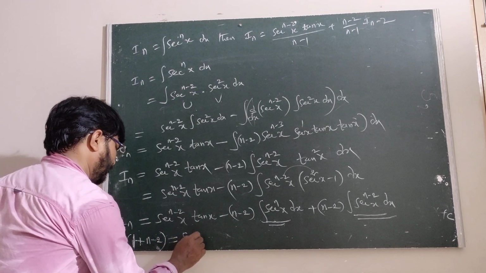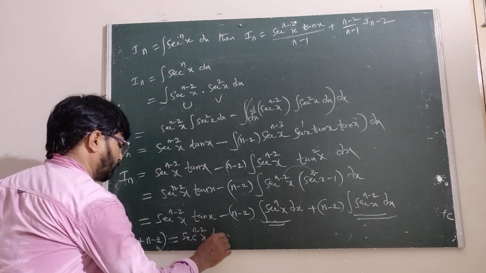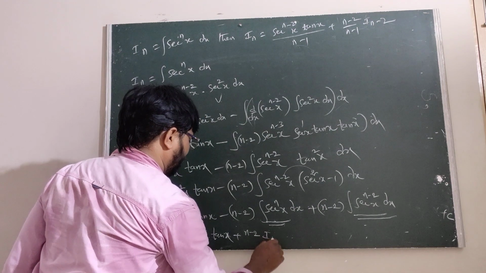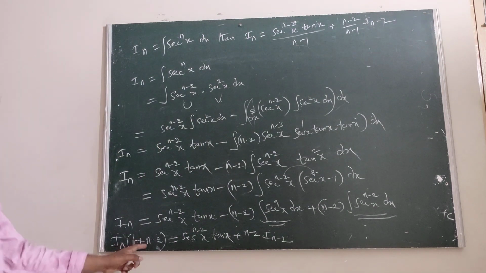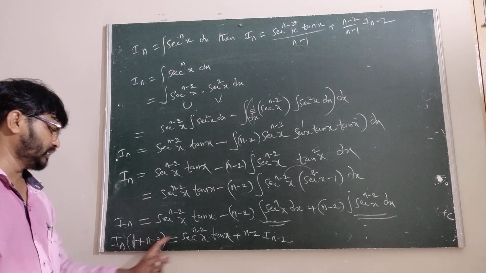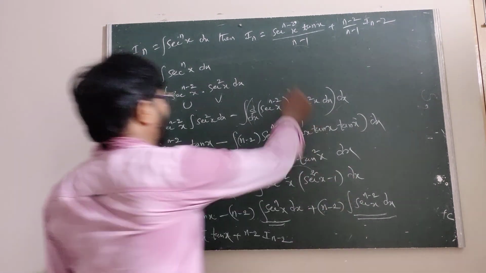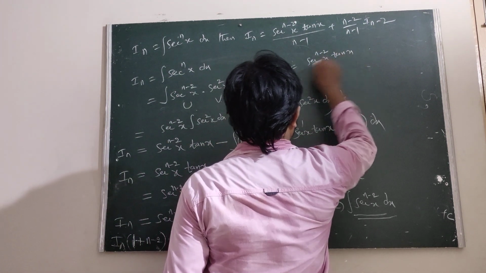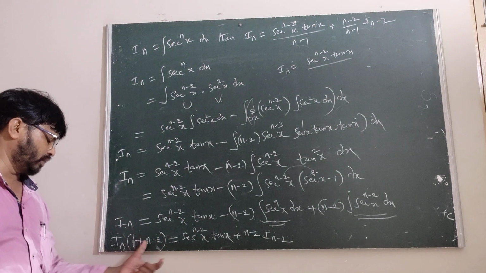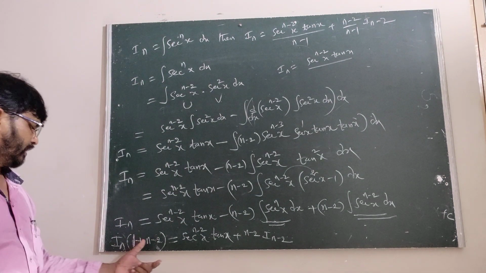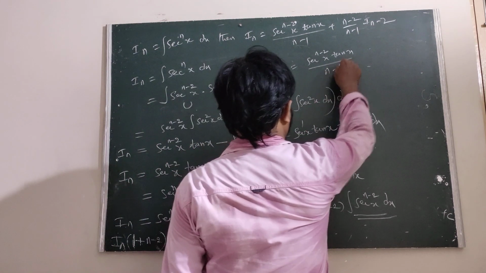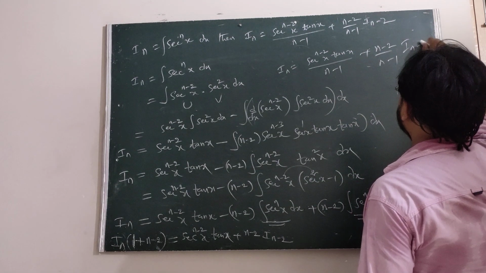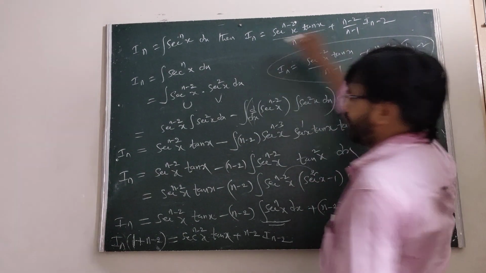Therefore, secant power n minus 2 x into tan x, here plus n minus 2, this is I n minus 2. Is it clear? 1 minus 2 is minus 1. This is sent to the other side. Therefore, I n equals secant power n minus 2 x tan x upon n minus 1. The n minus 1 is sent to the other side. You can write n minus 2 upon n minus 1 into I n minus 2. This is the answer.